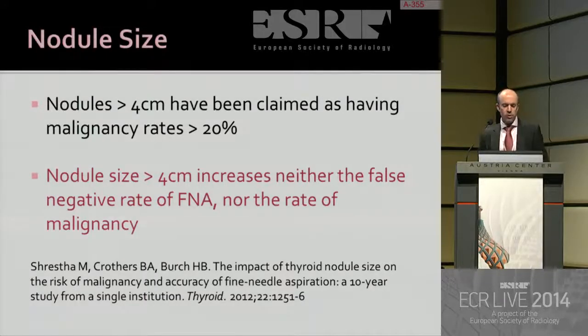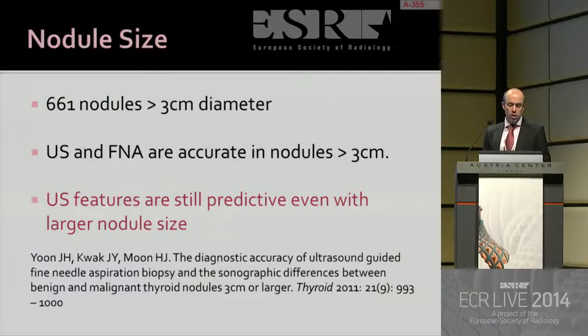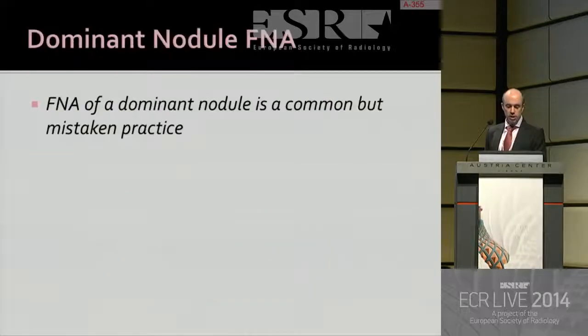More modern papers show that nodule size does not increase the rate of malignancy, nor does it increase the non-diagnostic yield of FNA. So FNA and ultrasound are still reliable. Further paper, 661 nodules greater than 3 centimetres in diameter showed ultrasound and FNA are still accurate in these larger nodules. And the ultrasound features associated with malignancy are still predictive in larger nodules. Size is not an indicator of malignancy.